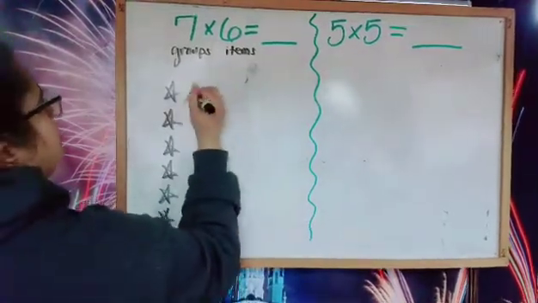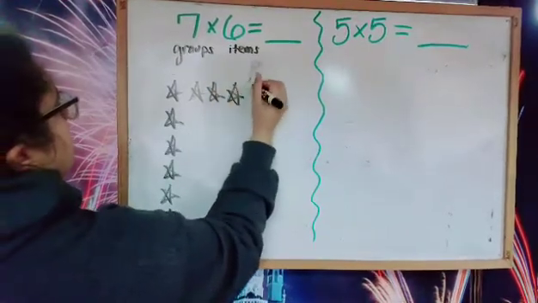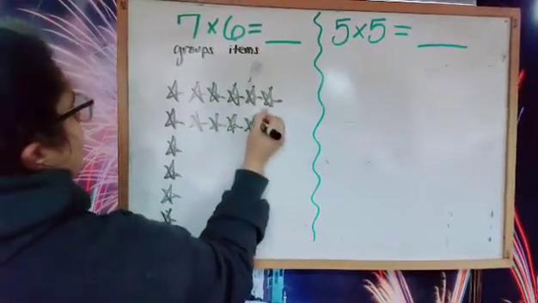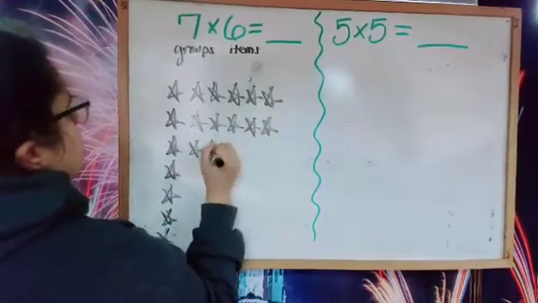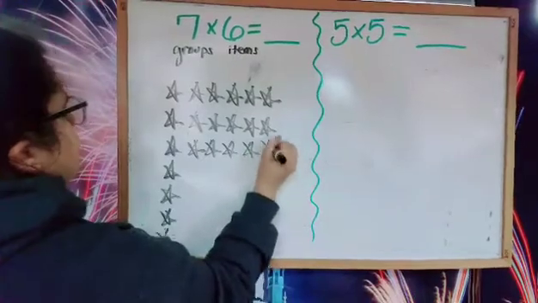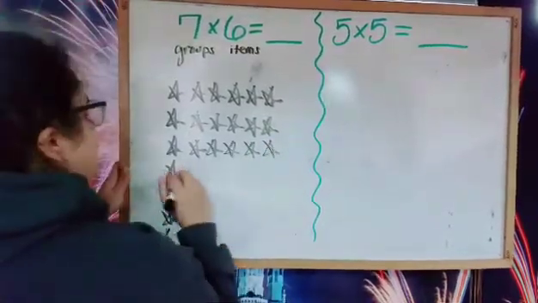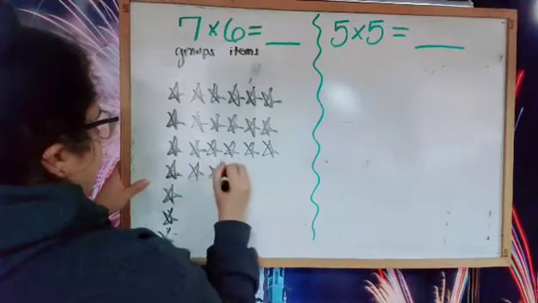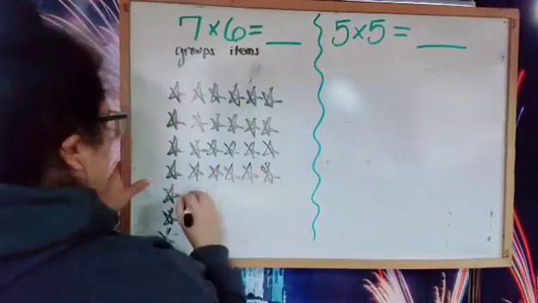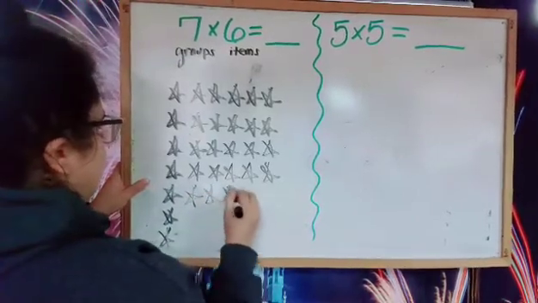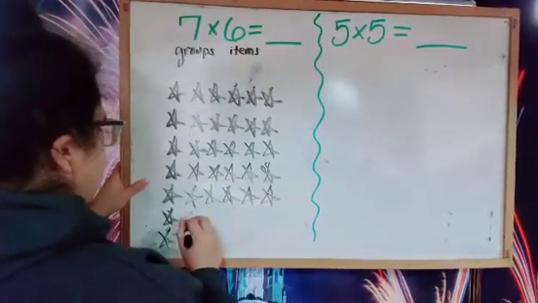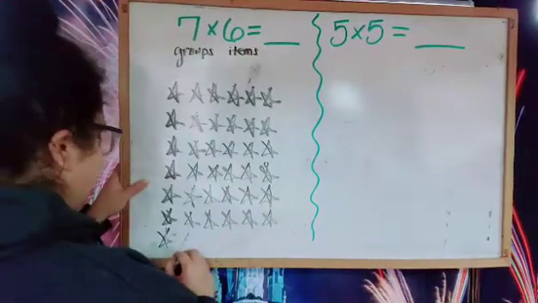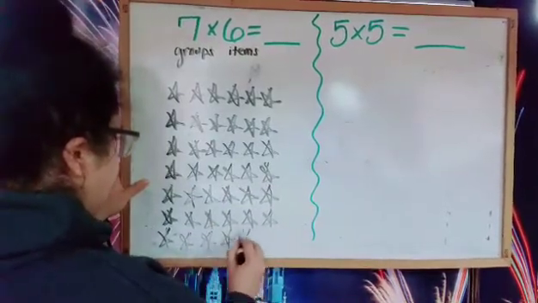So I already have 1 in each of them. That's 2, 3, 4, 5, 6. 1, 2, 3, 4, 5, 6. My stars are getting a little sloppy, but that's okay. Here we go. We're on row 4. 1, 2, 3, 4, 5, 6. Last row. 1, 2, 3, 4, 5, 6.